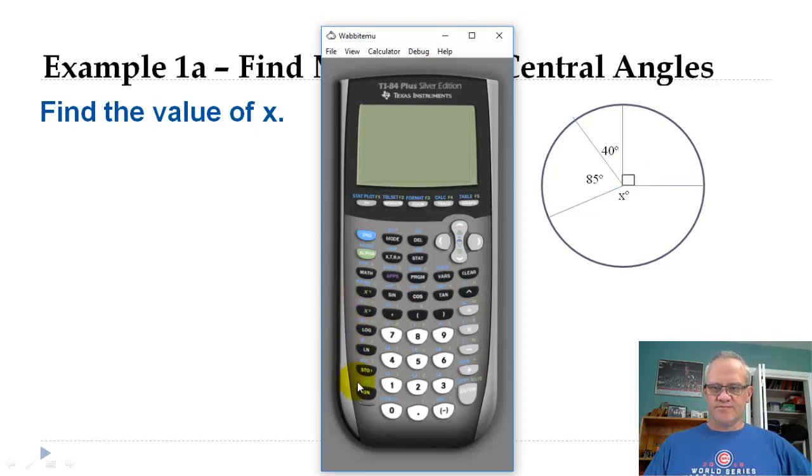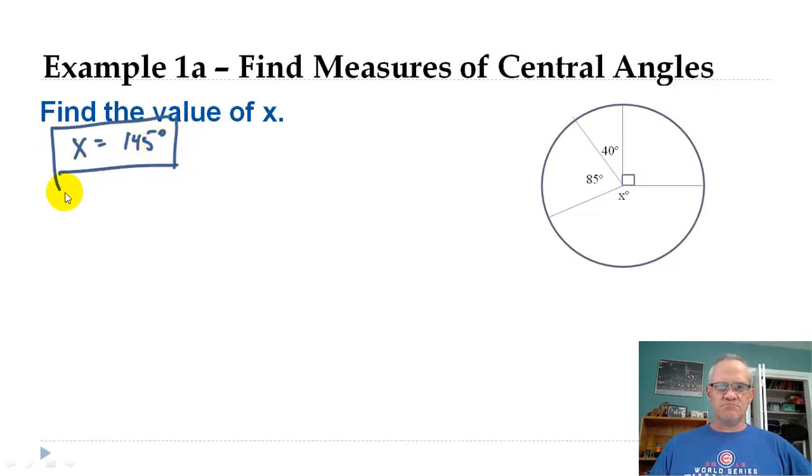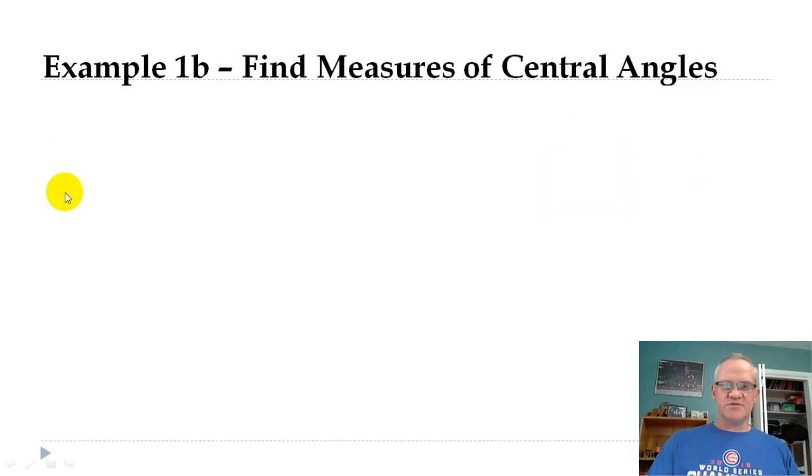All I have to do is take 360, subtract the 90, that's this one, subtract the 40, and then subtract the 85. And so if I just subtract all of those from 360, what I'm left with is 145 degrees, okay? So in this case, x would equal 145 degrees. Okay, pretty easy, right? So the main thing is remember 360 degrees there in a circle.